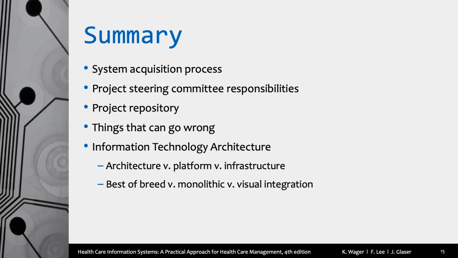So in summary, that's the system acquisition process. We talked about the project committee, how we make it all happen, and then again, some of those blunders that can potentially take place. And this sets the stage for the next chapter. So that concludes this chapter. Please let me know if you have any questions.